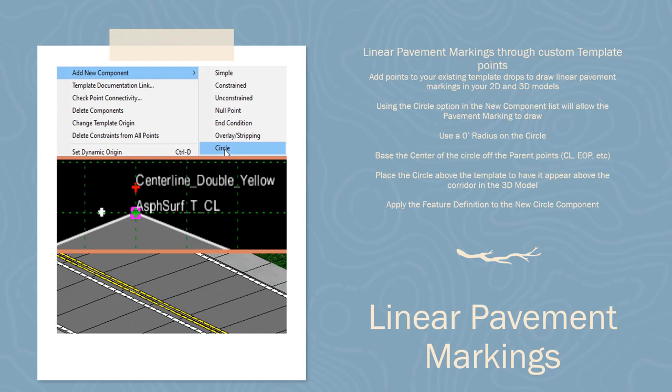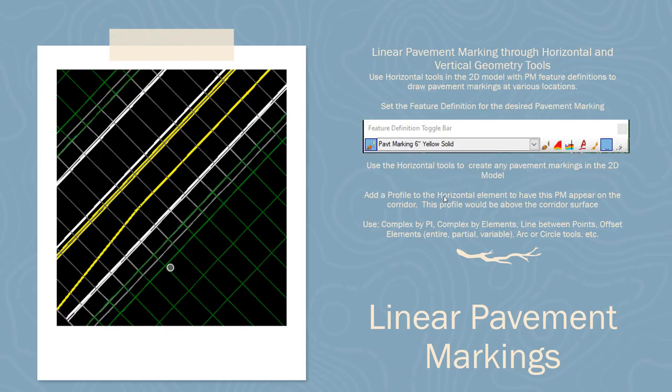Okay, so we'll go back into linear markings. The third way to do this is to come out and create it with some of the horizontal tools. As you can see in the image over here to the left, it's not really an offset or anything. It's more of a, you might have a variable offset, or you might have drawn this with linear elements. So this portion is a little bit easier to use. You just draw it where you want it.